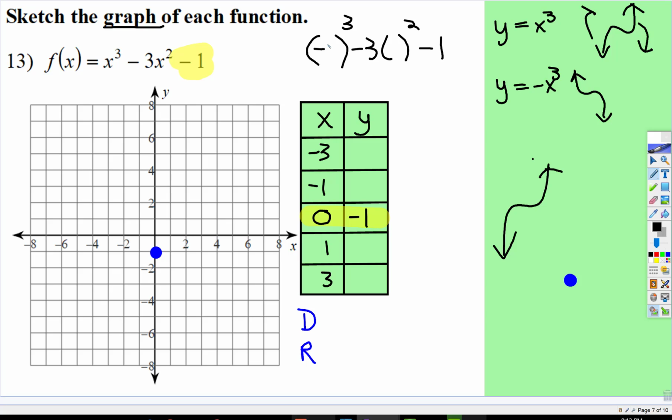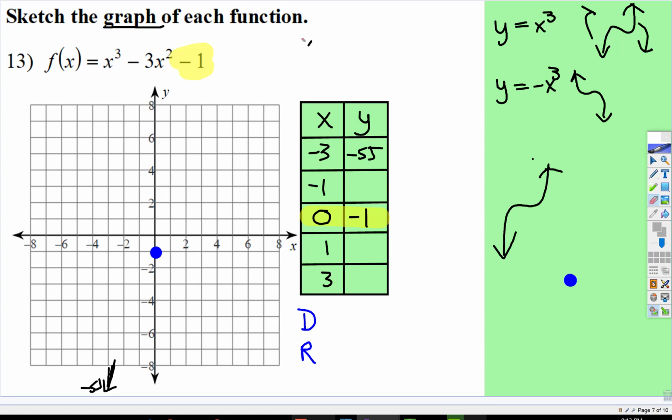So when I put negative 3 in there, negative 3 cubed is negative 27. Negative 3 squared is 9, and 9 times 3 is another negative 27. Subtract 1. Well, we're down there at negative 55. So at negative 3, that graph is going to be doing this. We're going to be down there at negative 55. I'm just going to do that.